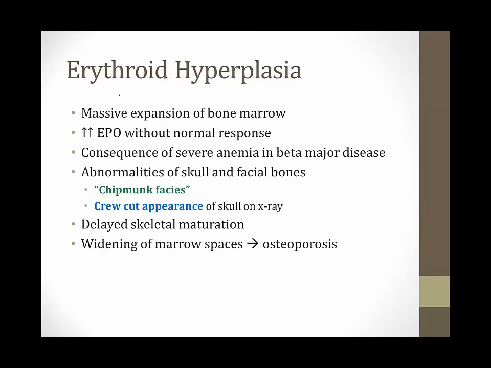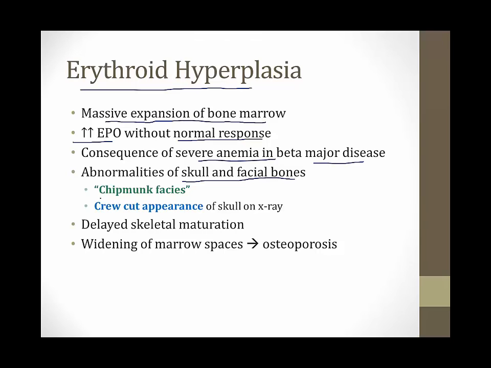The next characteristic feature of beta thalassemia major is erythroid hyperplasia. These patients have very high EPO levels, but they're not generating the normal response from the marrow. For this reason, there is a massive expansion of the bone marrow, and this is a consequence of severe anemia in beta major disease. For this reason, these patients, if they're left untreated, can develop abnormalities of the skull and facial bones as a result of the bone marrow working so hard to try and produce red cells.